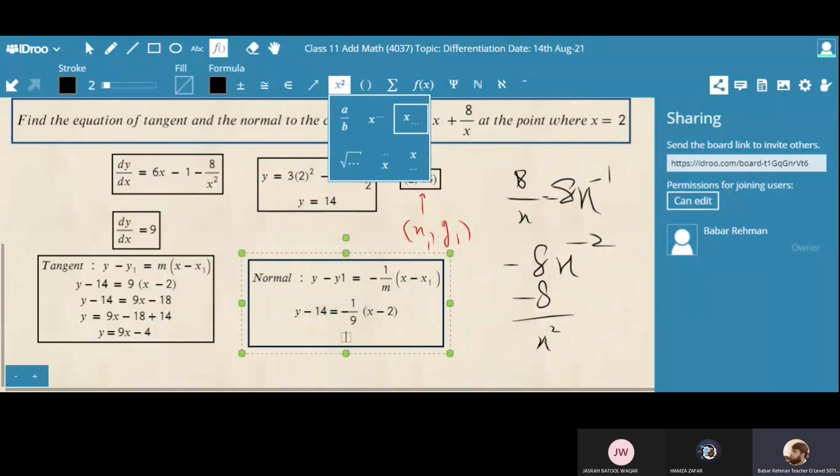Okay, next step. Can I multiply 9 to this one? 9y minus 9 multiplied by 14, how much?